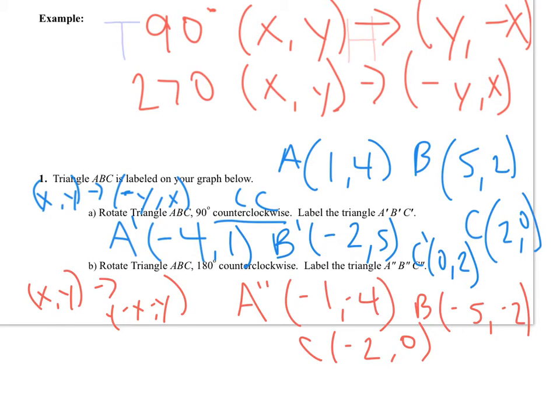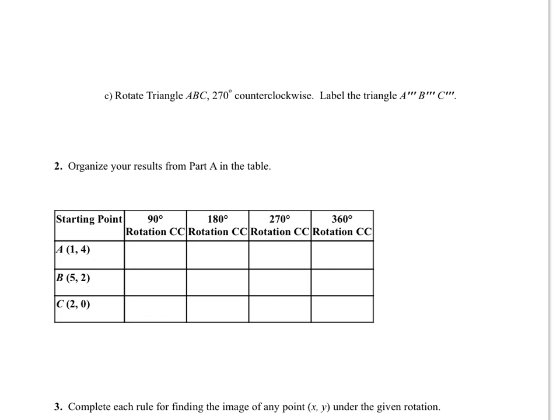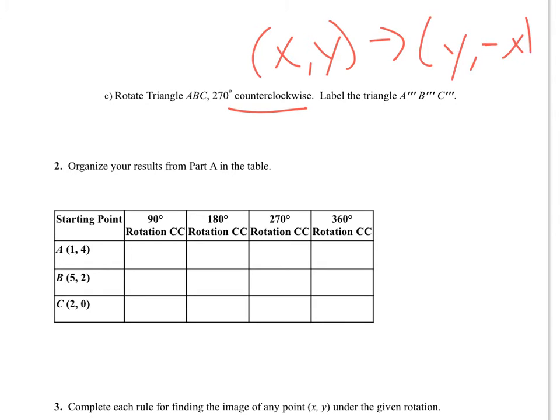And then we're going to rotate counterclockwise 270 degrees. Okay, so for this one to rotate counterclockwise 270 degrees, the rule for that one was, okay, we keep our y the same and we do the opposite to x. Okay, so if we originally had, if A was originally 1, 4, right? A was 1, 4. B was 5, 2. And then C was 2, 0.